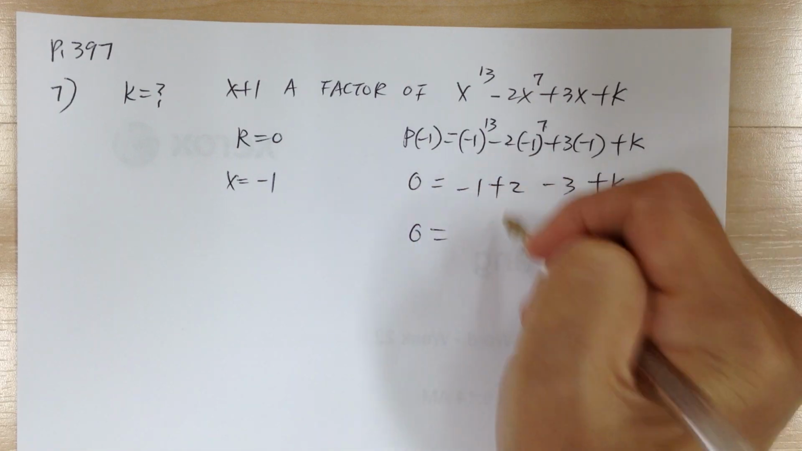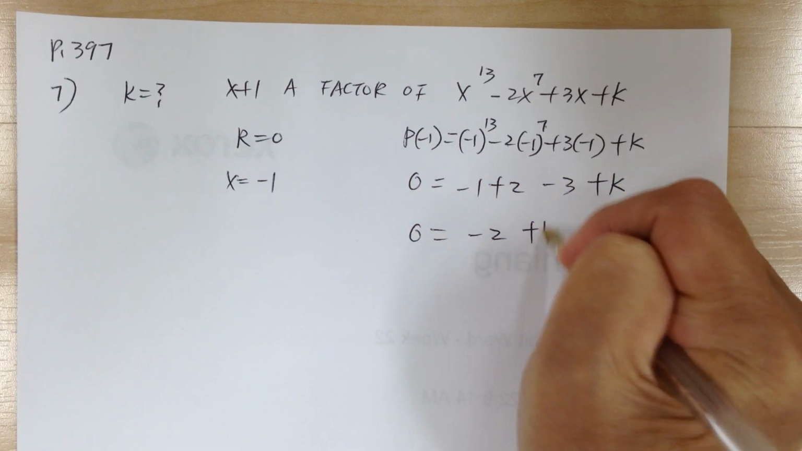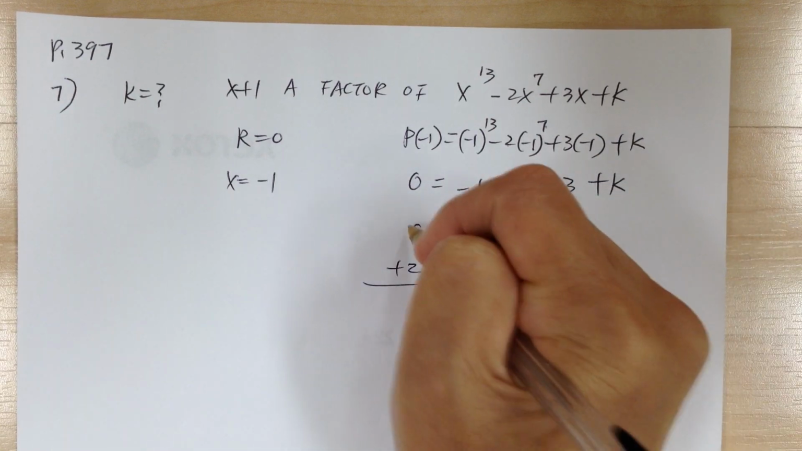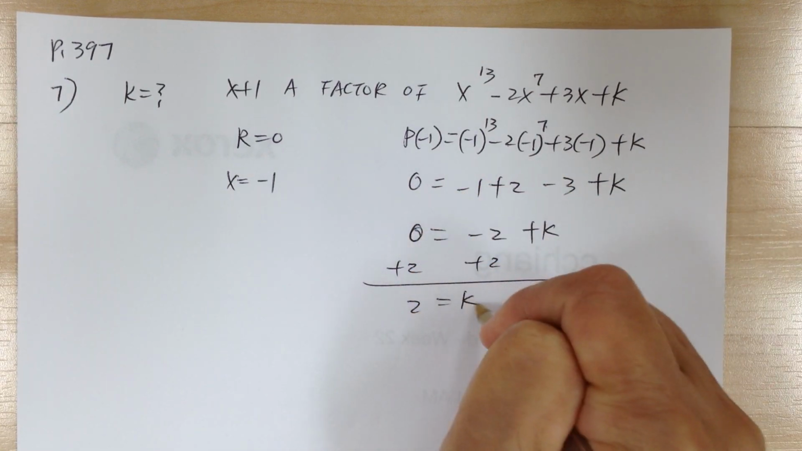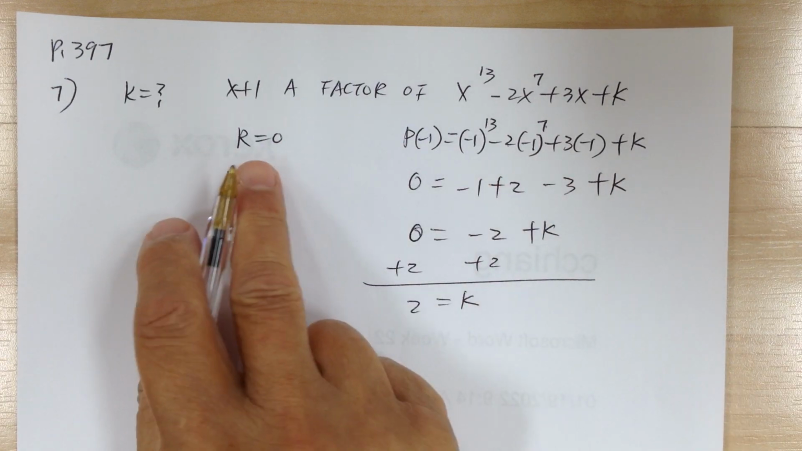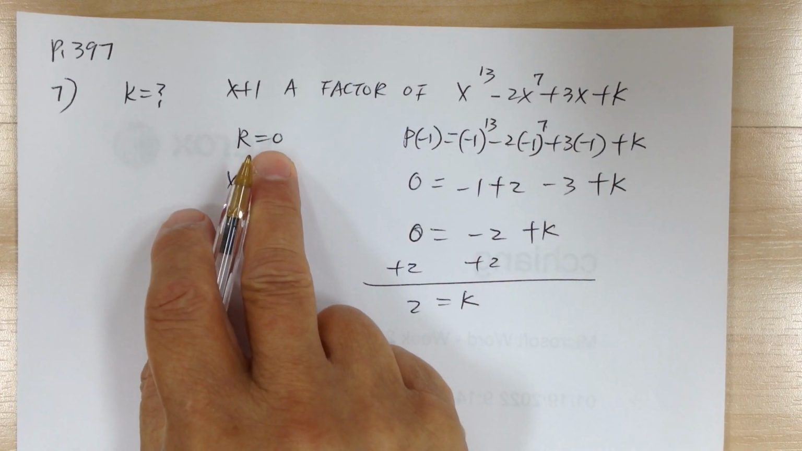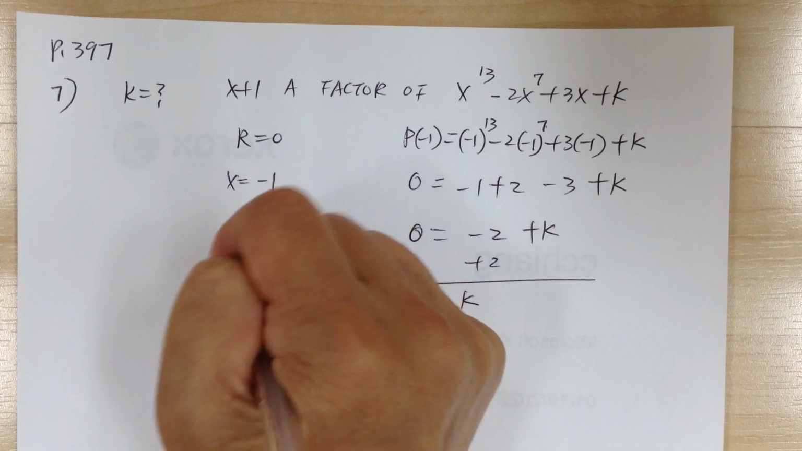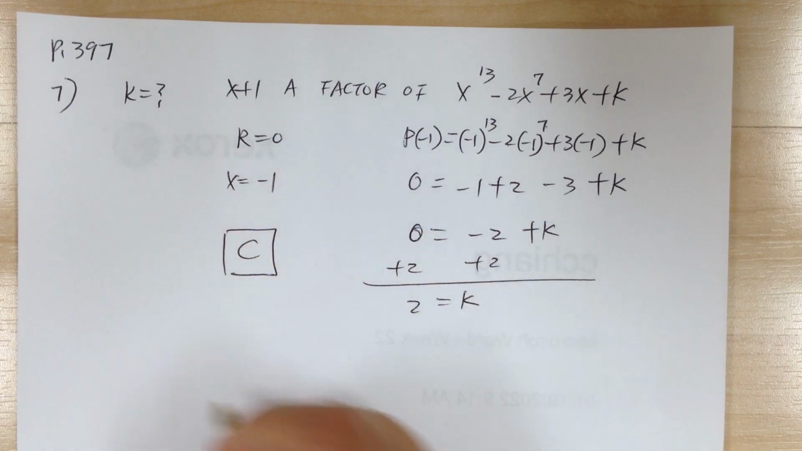Okay, so when you add all this together, you get -2 plus k equal to 0. So plus 2 on both sides, so 2 equals k. So k has to equal 2 in order to get the remainder equal to 0. So this would be a factor of that. So k equal to 2 means the answer is C.